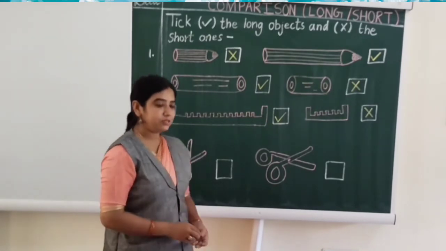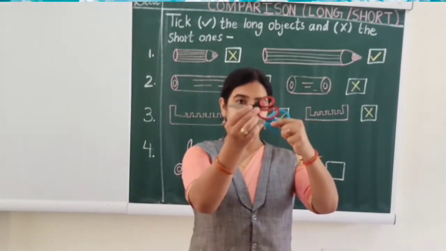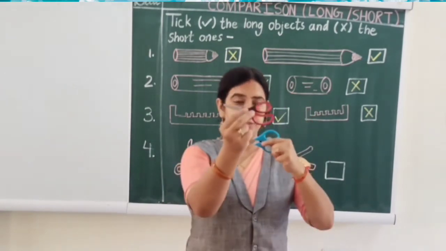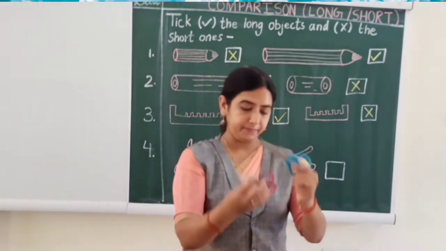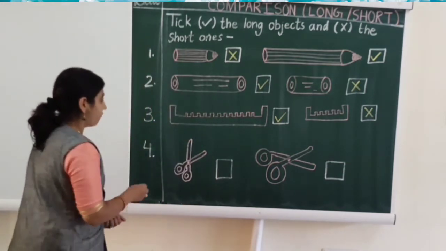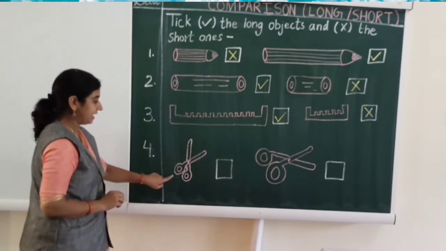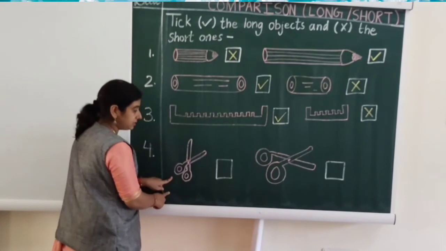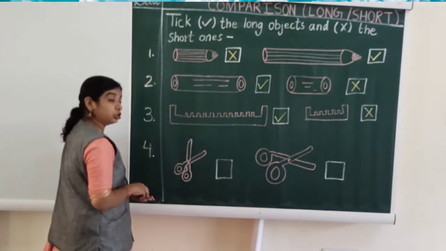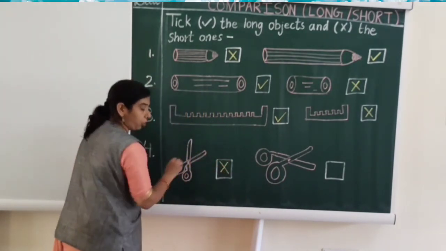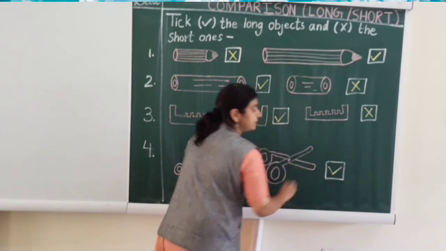Now last is number four. That is scissors. Can you see a pair of scissors over here? This is long and this one is short. This blue one is a long scissor and this one is short. So let us see. Is the first one long or the second one? Can you see which one is long and which one is short? Yes, if we compare these two scissors, the first one is short in comparison to this long scissor. So for short, we will put a cross, and for the long scissor, we will put this tick.